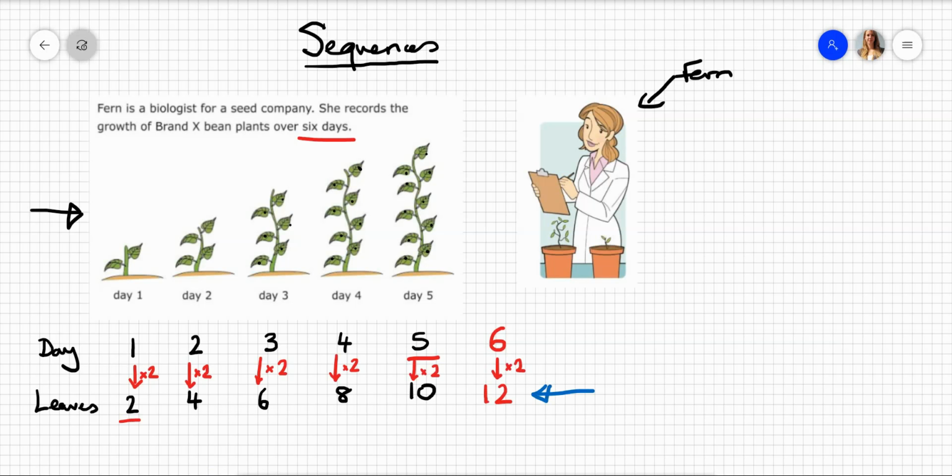And this row here with the number of leaves is a sequence. So it is a pattern of numbers, and the pattern is obvious, so we can guess what the next one is going to be. We can either do it by looking at what day it is and multiplying that by 2, or you might have noticed that every day we're adding 2 to the number of leaves.